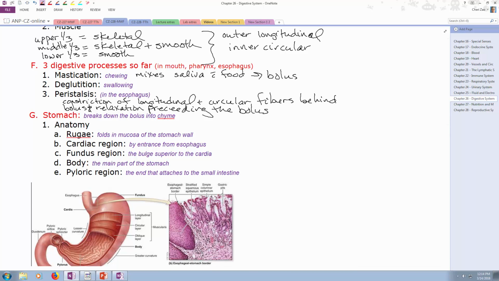We want to move that in the proper direction towards the stomach, and that way you can do that whether you're standing on your head or standing upright. You will actually allow the material that the esophagus is moving down to the stomach.